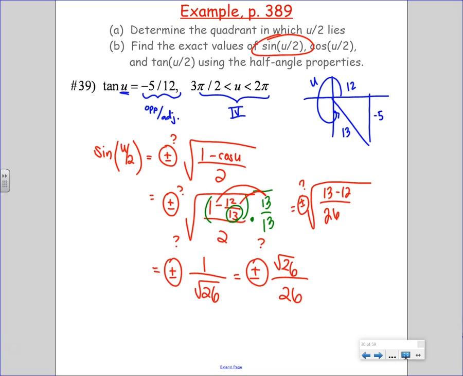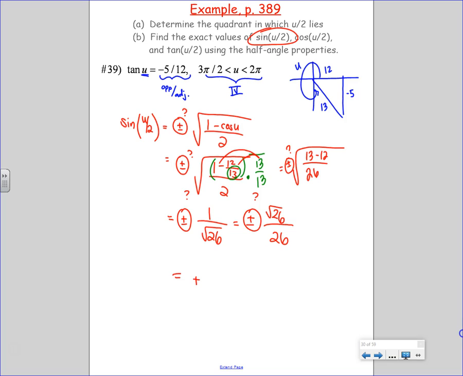So guess what? All the fourth quadrant angles cut in half would end up in what quadrant? It will end up in the second. Any angle written here, half of it will be over there. So hey, what's the sign? Positive or negative in the second quadrant for sine? Positive. Therefore, I choose positive root 26 over 26, because u over 2 would be in quadrant 2.